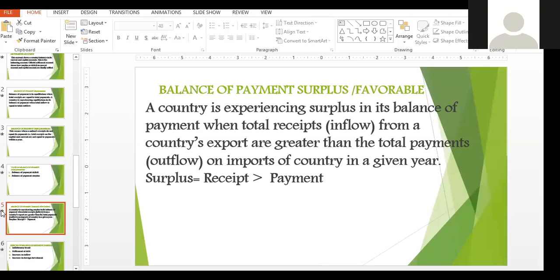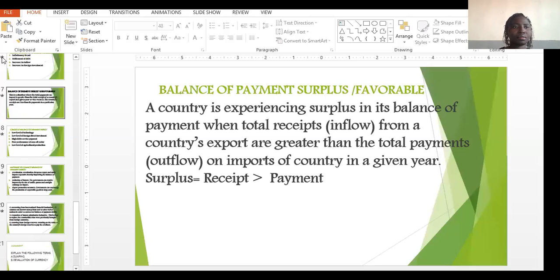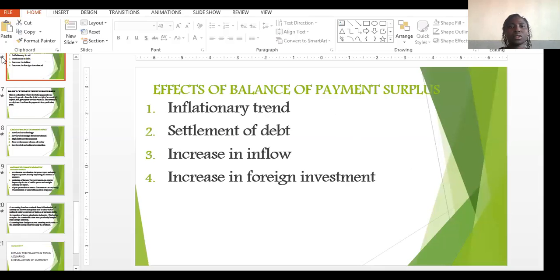So if we have balance of payment surplus, or favorable balance of payments, it means that our export is more than our imports. The receipt we earn is more than the payments made on imported goods. All right. So what are the effects of balance of payment surplus? Now we have money, because if our export is more than import, definitely we are going to have more money than we used to have.